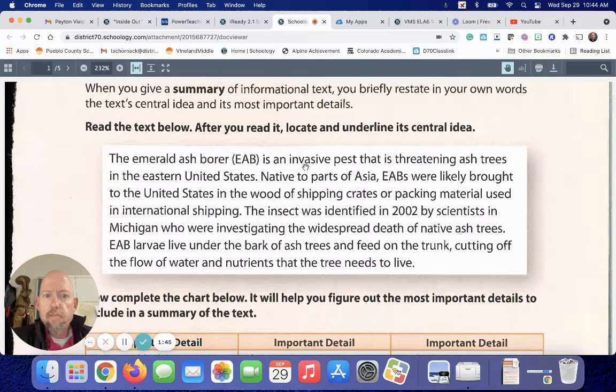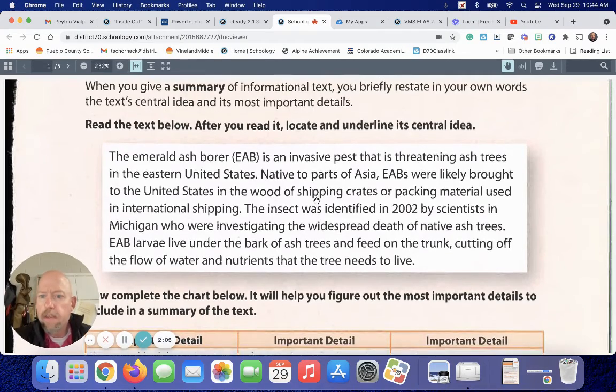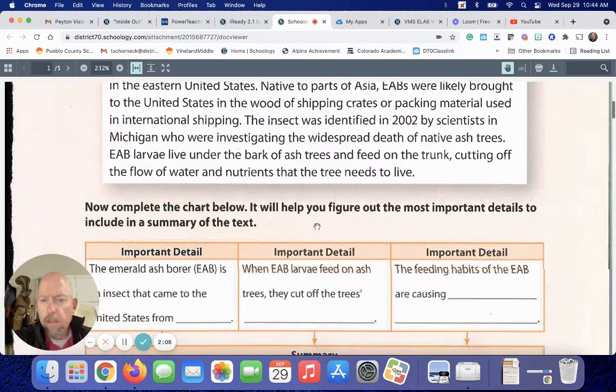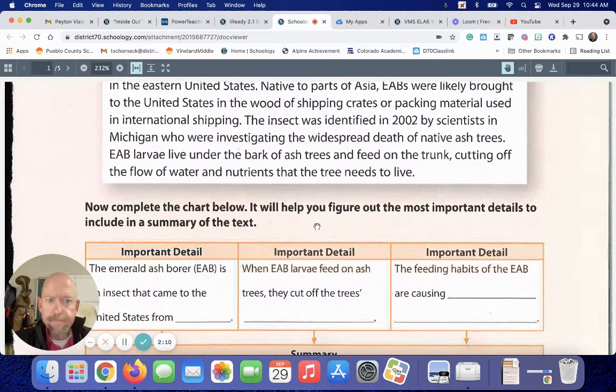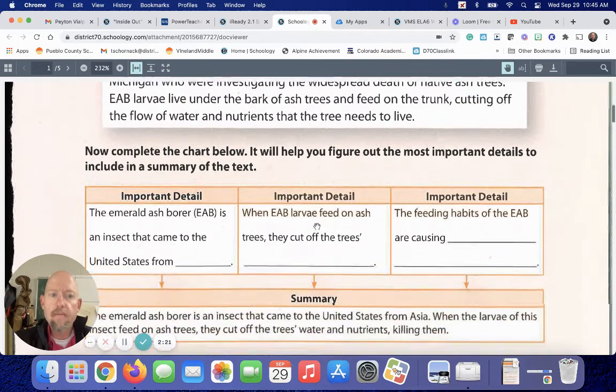The emerald ash borer, EAB, is an invasive pest that is threatening ash trees in the eastern United States. Native to parts of Asia, EABs were likely brought to the United States in the wood of shipping crates or packing materials used in international shipping. The insect was identified in 2002 by scientists in Michigan who were investigating the widespread death of native ash trees. EAB larvae live under the bark of ash trees and feed on the trunk, cutting off the flow of water and nutrients that the tree needs to live.